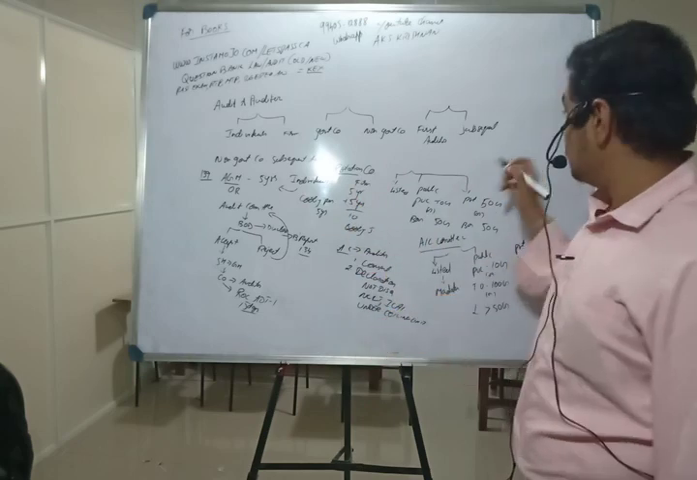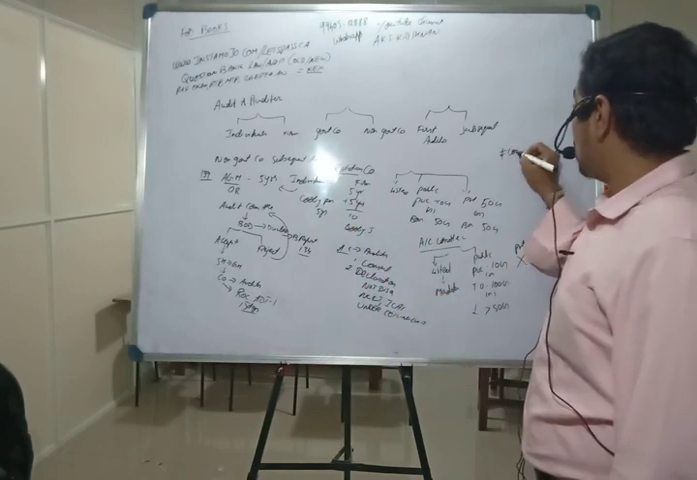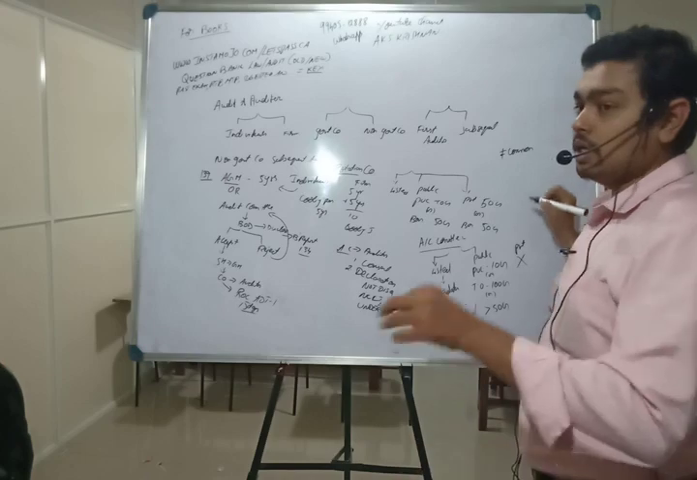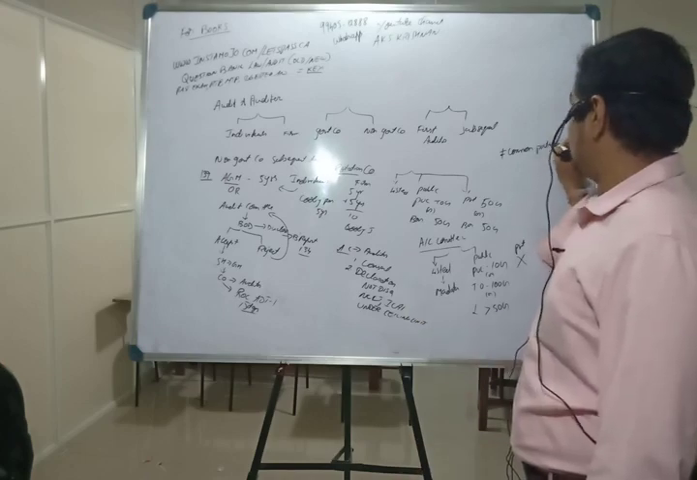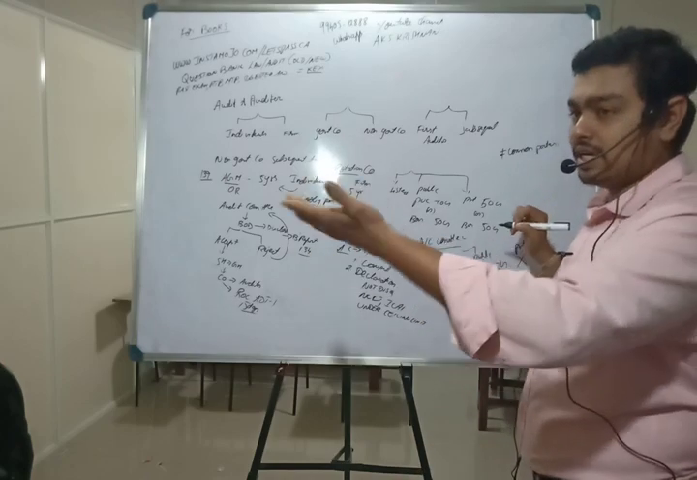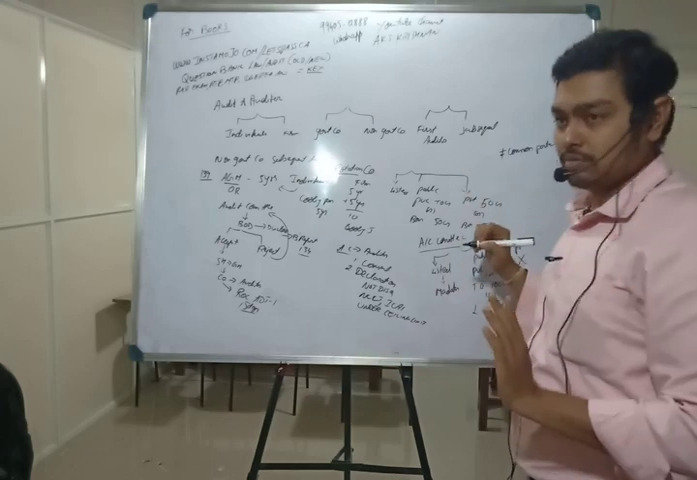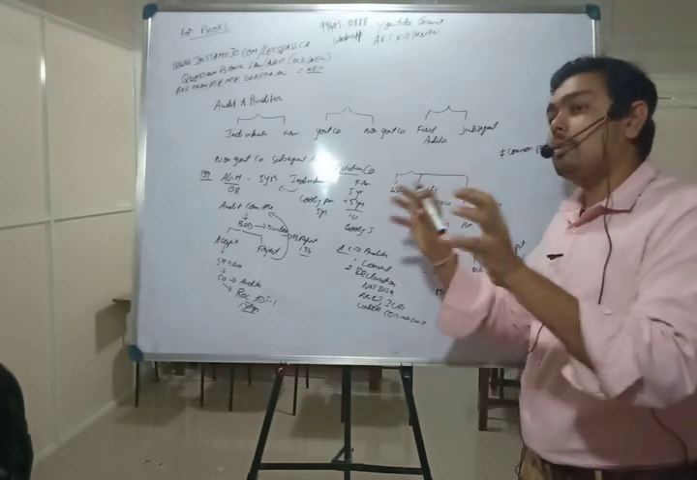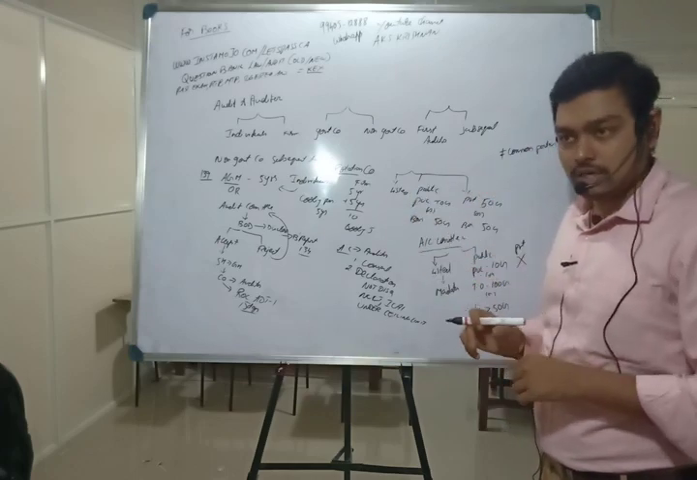There should not be any common partner between the existing firm which is going to retire and the new firm which is going to come in. So there should not be any common partner between these two firms. Can you understand?